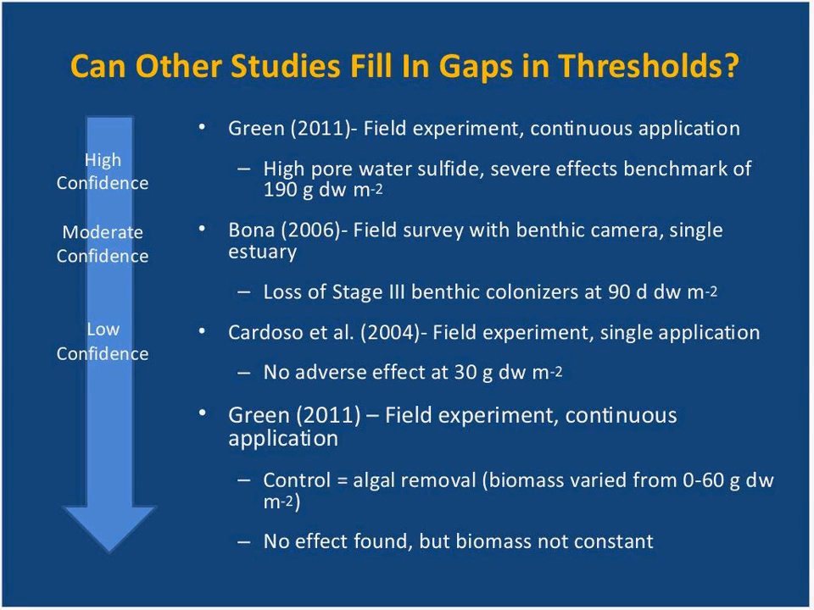Moving down on the scale, Francesca Bonetta did a field survey with a benthic camera in a single estuary. This was in Venice Lagoon, and so this is like our camera survey, but in one estuary. She documented essentially the loss of these large burrowing bivalves and tube worms, what she's called stage 3 benthic colonizers, at about 90 grams dry weight per meter squared.